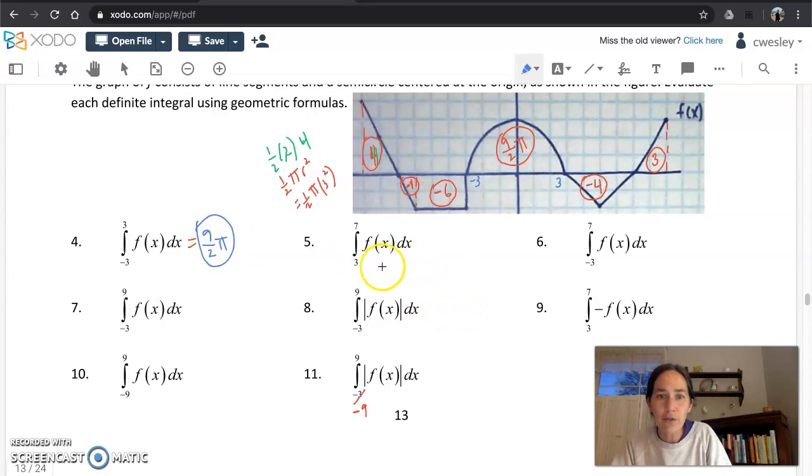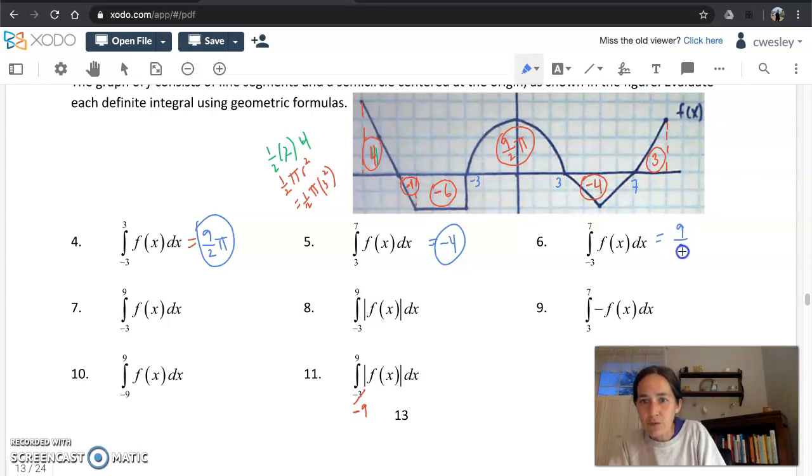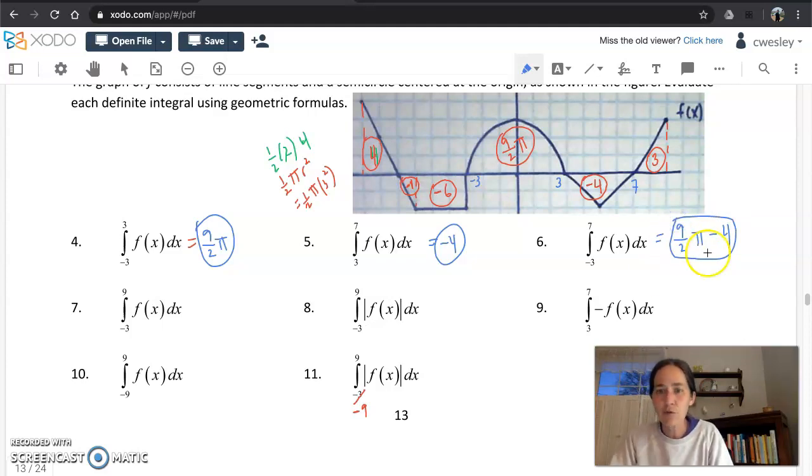All right, keep it going. 3 to 7, 3 all the way, 4, 5, 6, 7, to here. Oh no, just 3 to 7, just the triangle. So we got that as -4, right? And -3 to 7 is the whole semicircle plus this negative area. That gets you all the way to 7. So it'd be basically the sum of the two solutions we just got: 9/2 pi plus -4. This is your exact answer. If somebody needed a decimal, we could just approximate it using the calculator.